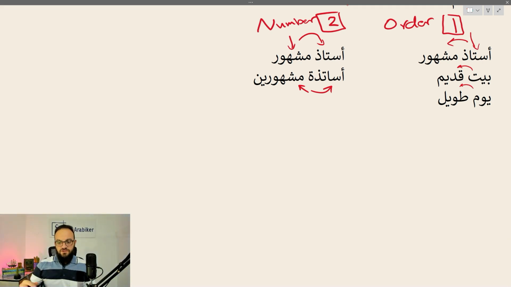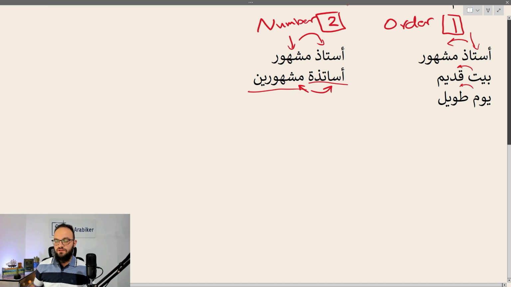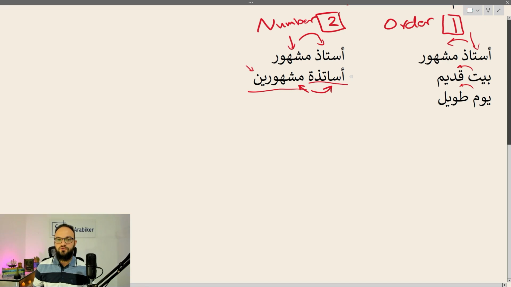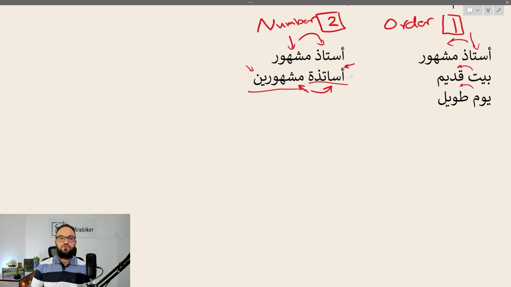Before we move on to the next set of examples, if you are confused a bit about the form of these two nouns here, أساتذة and مشهورين, then review what we discussed in a previous video about plurals in Arabic, specifically broken plurals and masculine plurals. In short, this word here is plural, but in the masculine plural form. And this one is actually plural, but in a broken plural form. Review our previous video on this, on plurals in Arabic, to solidify this topic in your mind.